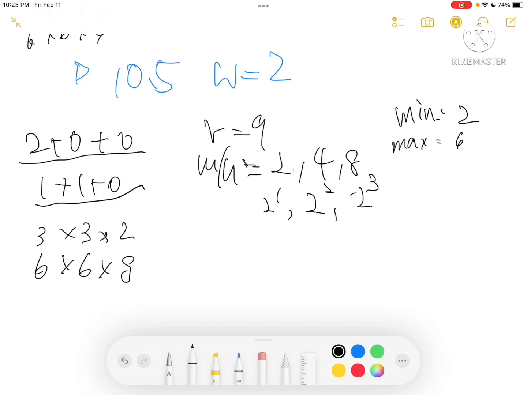So, instead of 2, after considering 1 plus 1 plus 0, the minimum is actually 1. So with the minimum being 1 and the maximum being 6, we can find that there will be 6 possible values of r, m, and n in this case.